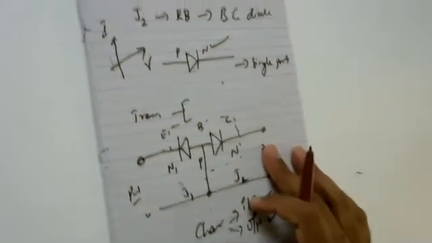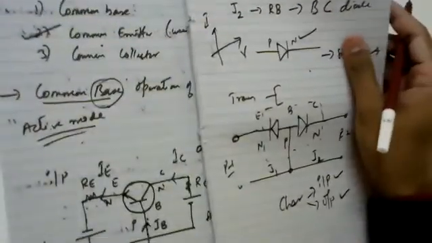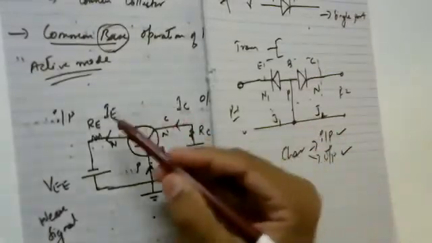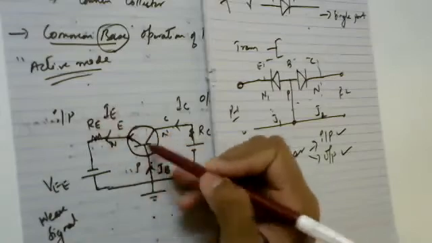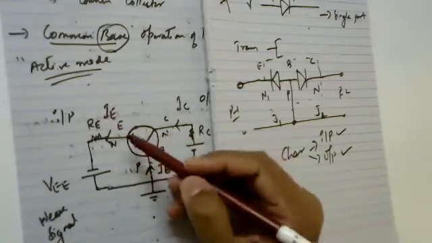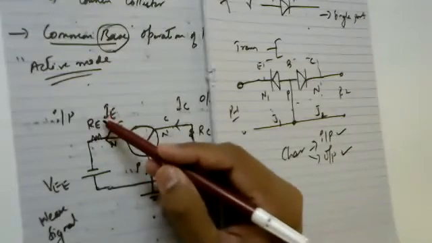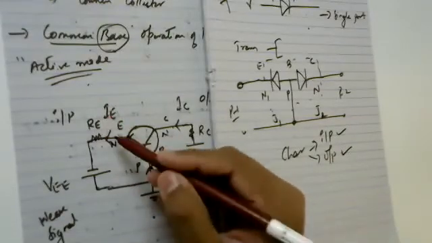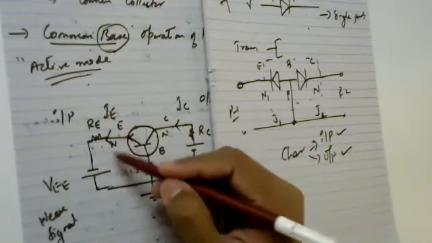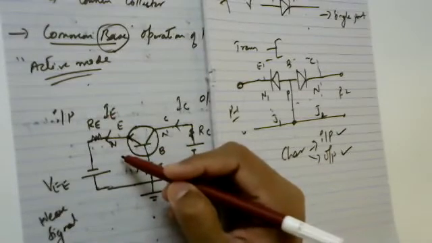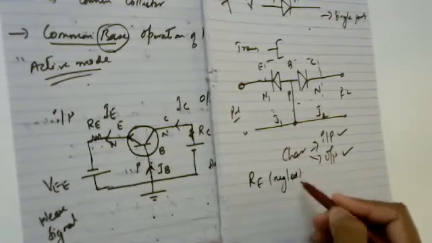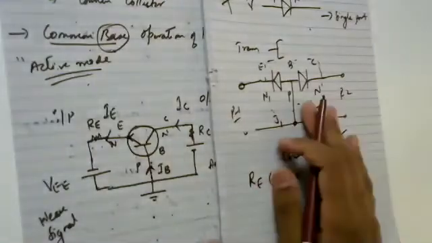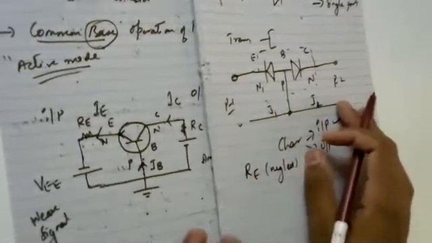Now, in my circuit, if I just ignore this resistance Re, because Re is just a resistance included in order to limit the value of current in this loop, if I just neglect my Re, I'm not removing it from the circuit. I'm just ignoring the presence of my resistance Re.